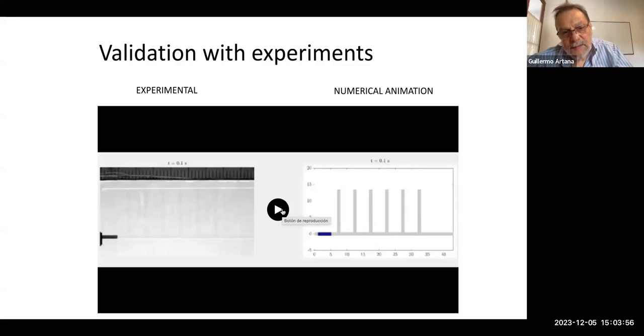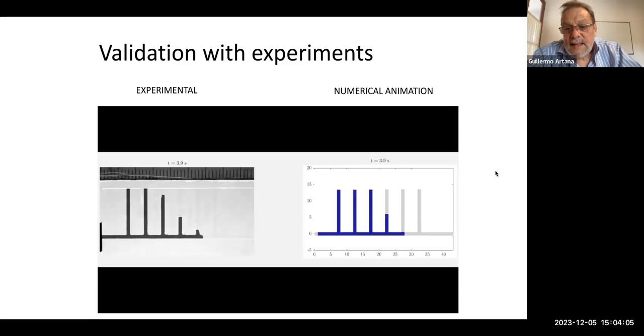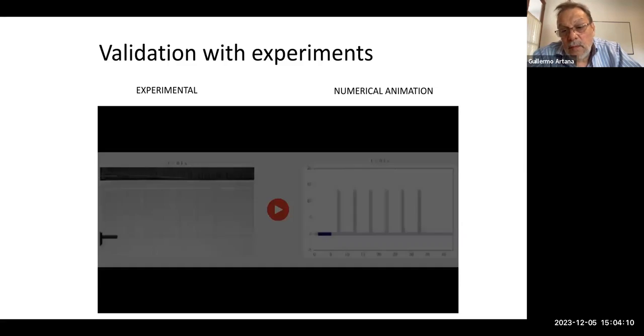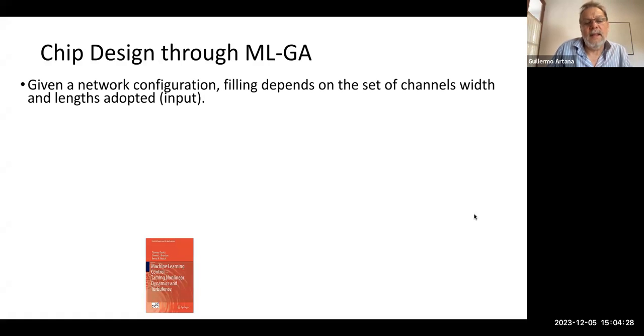So at the left, you have the experiments, and at the right, you have the numerical results. As you see, results are in quite good agreement. So we are quite confident in the code, and we think that we can use it for the purpose of optimizing the network design towards some specific objective.